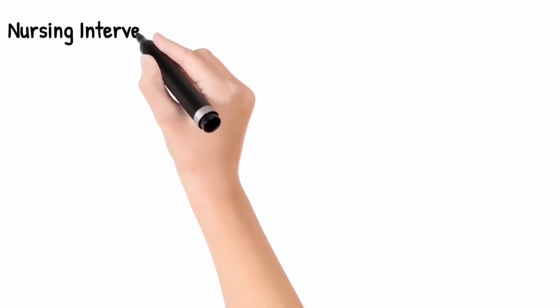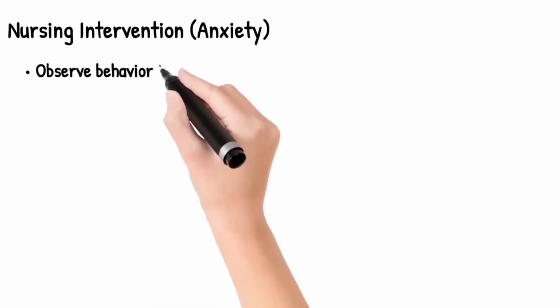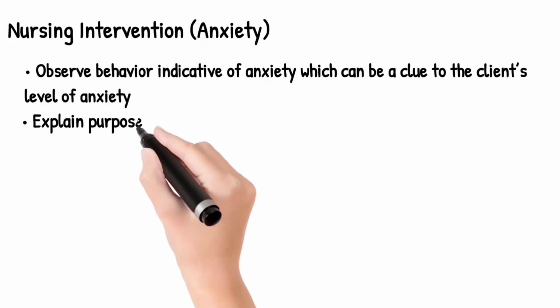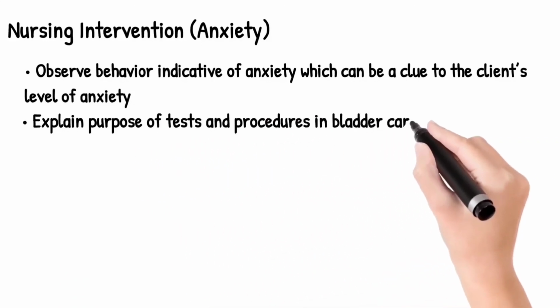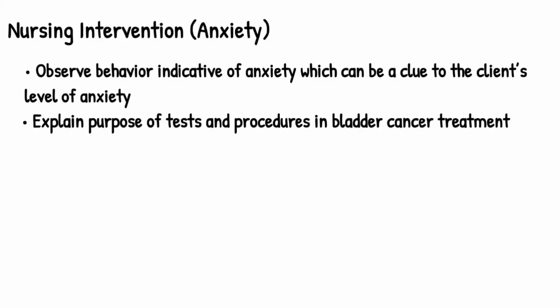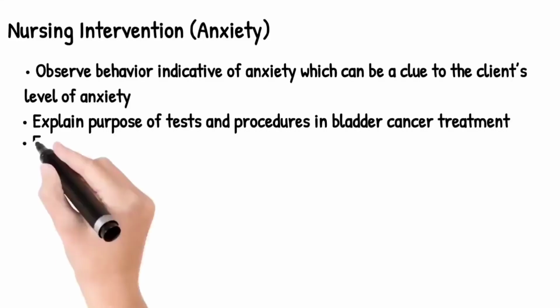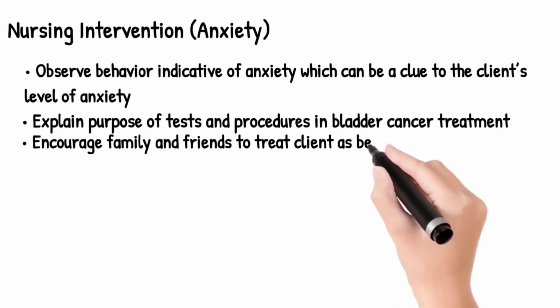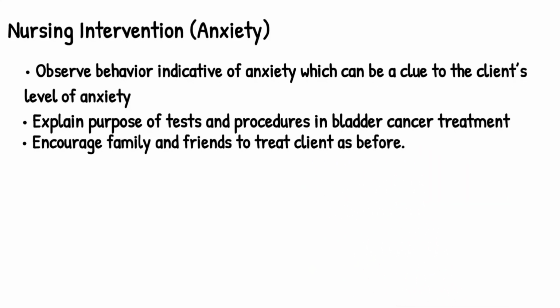For the nursing intervention of anxiety, observe behavior indicative of anxiety, which can be a clue to client's level of anxiety. Another is explain purpose of test and procedure in bladder cancer or in upper urinary tract tumor treatment. The rationale for this is that it reduces anxiety attributable to fear of unknown diagnosis and prognosis. The third one is encourage family and friends to treat client as before. This reassures client that the role in the family and business has not been altered.